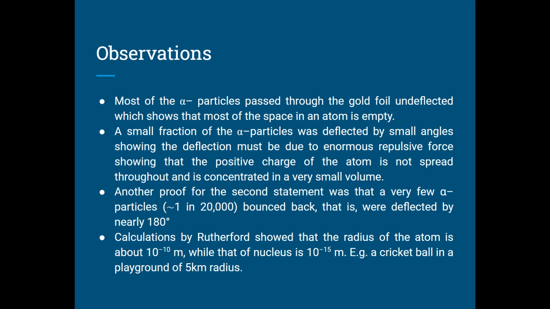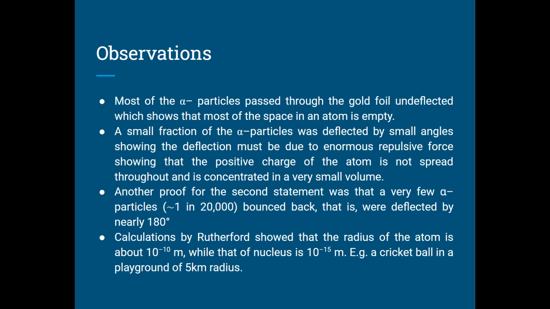Now, there was another proof that there were very, very few particles, like 1 in 20,000, that were deflected by an angle of 180 degrees. वो अल्फा पार्टिकल गया और वो 180 डिग्री होकर वापस आ गया, वो जिस डायरेक्शन से गया था उसी डायरेक्शन में वापस आ गया, and this was actually happening at the center. Okay, so these were the observations of the Rutherford model, or I must say Rutherford experiment.